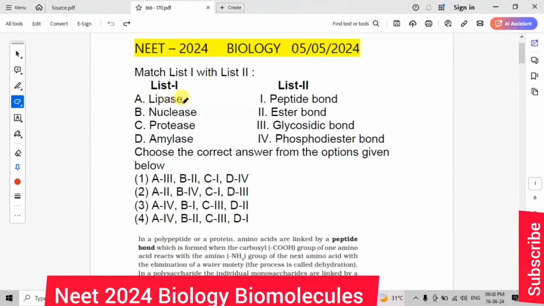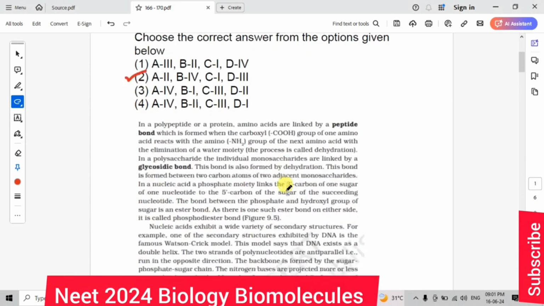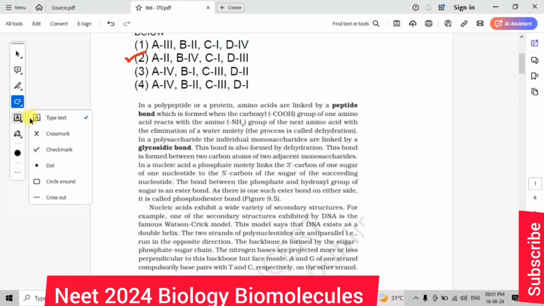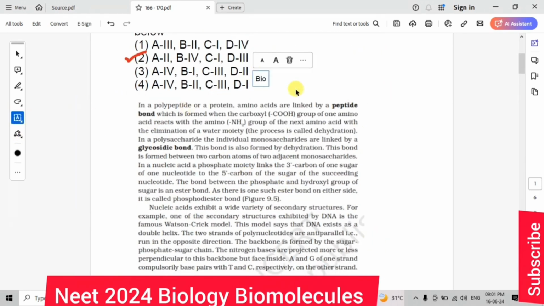Match the following. Lipases, and it is 2, ester bond. Next nuclease, and it is 4, phosphodiester bond. Nucleases break phosphodiester bonds. Next proteases, nothing but proteins. It is 1, peptide bond. Next amylase, and it is 3, glycosidic bond. So option number 2 is the answer. 2413 is the sequence. And you can see the NCERT topic from the chapter known as biomolecules. Thank you.